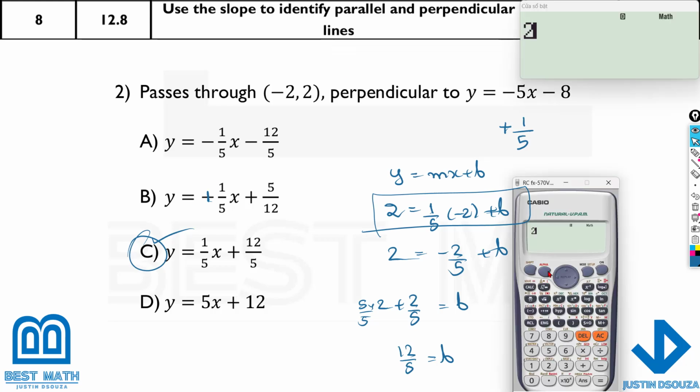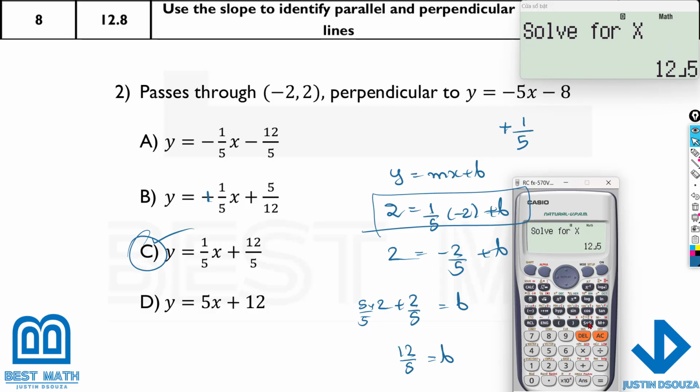So here we have 2 equals, sorry, it's plus 1 by 5 times minus 2. Let me use the bracket because there's minus 2. And then we have plus unknown value. That is what we are solving for, right? It's plus x. Shift and solve and then press equal to. The answer is 2.4. What is 2.4 exactly?